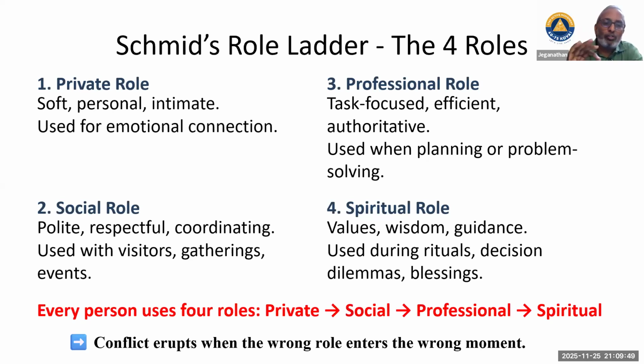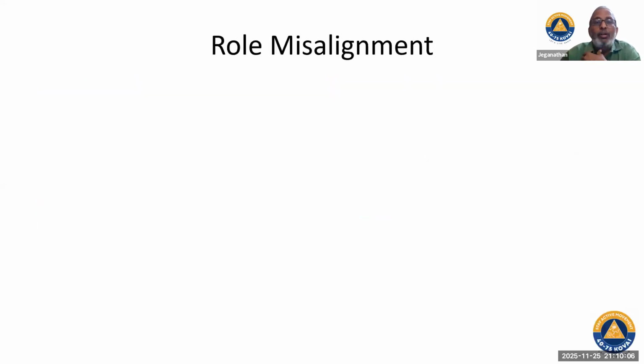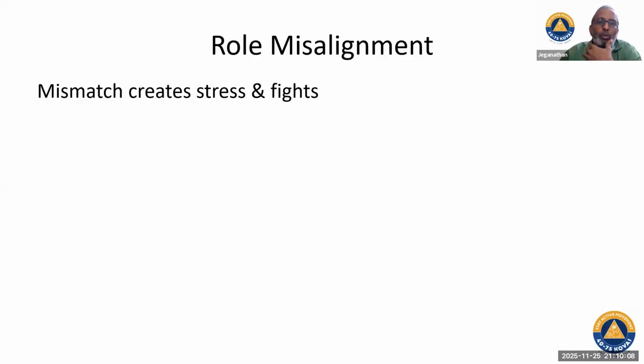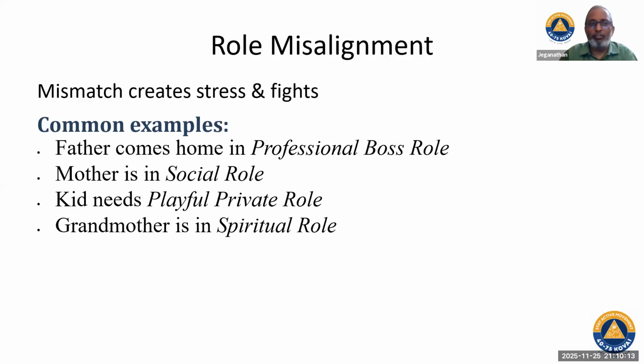Every person uses four roles. That is the private, social, professional, and spiritual during various situations. And some people might be rigid in certain roles, right? So that is where the challenge happens when we interact with the family members. So, when there's a role misalignment, it creates stress and fights inside the family.